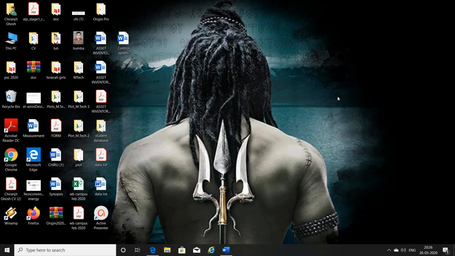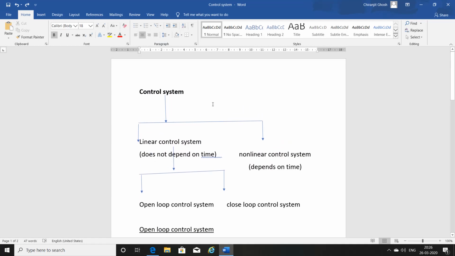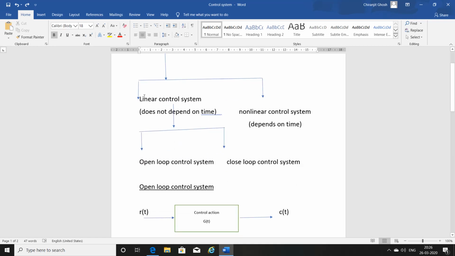Today I will discuss the control system. At first, we will discuss what a control system is. The control system is basically of two types: a linear control system and a non-linear control system. The linear control system does not depend on time, and the non-linear control system is dependent on time. For our syllabus we will discuss the linear control system.